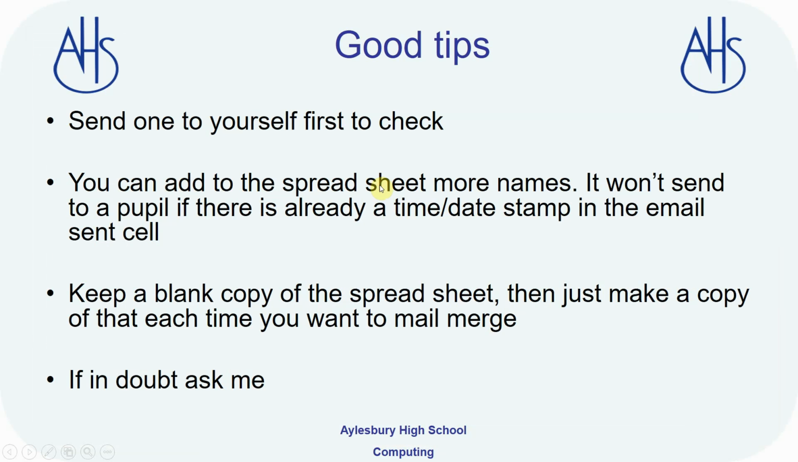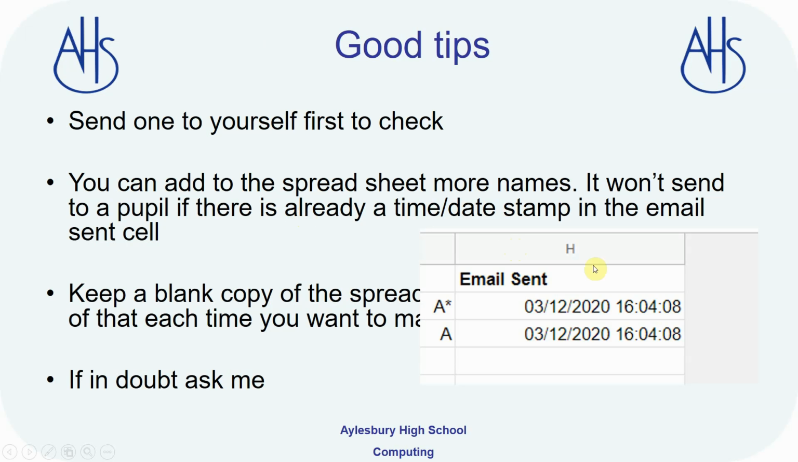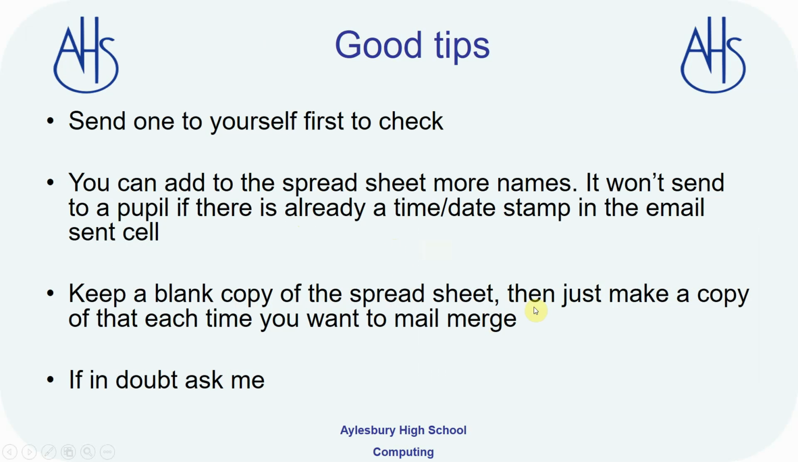Now, some good tips. Send one to yourself first, just to check it. Now, you can keep adding to that spreadsheet. It won't resend to anyone where that date timestamp is there. So it will ignore any row where that's already in. If you want it to resend to those rows, just delete that. Okay. Keep a blank copy of that spreadsheet. Then you can just make a copy of it each time you want to make a new mail merge. It's easier to modify it.